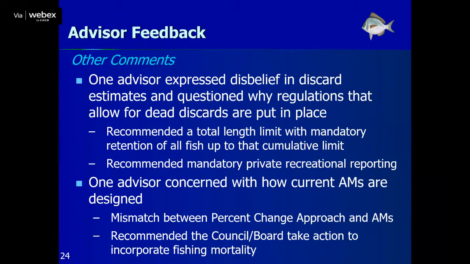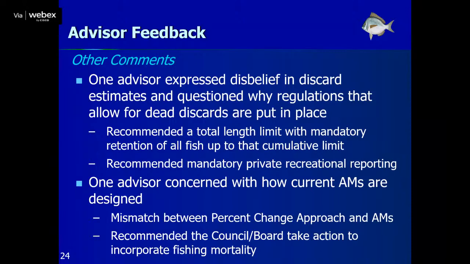As for some of the other comments made during the Scup conversation, one advisor expressed disbelief in the discard numbers presented and questioned why regulations that allow for dead discards are even put in place. He recommended actions should be taken to prevent or minimize dead discards and recommended the council and board consider a total length limit in the recreational fishery with mandatory retention of all fish up to that cumulative limit, as well as mandatory private angler reporting to improve recreational data.